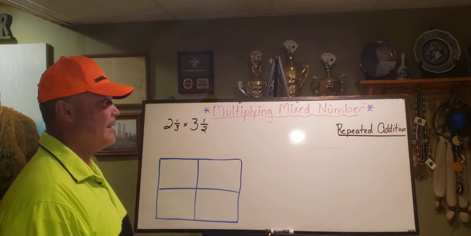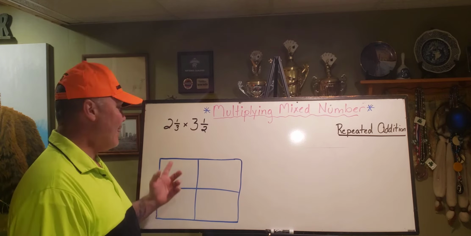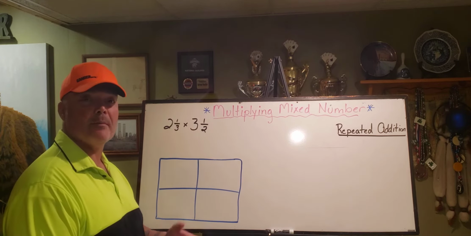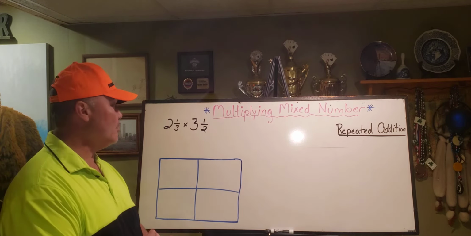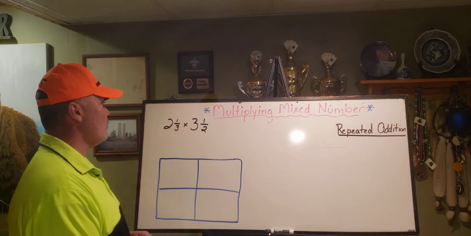So let's start using an area model. The first thing we have to do is decompose our fraction. Like in the past, when we multiplied larger numbers or multiplied decimals, we decomposed the number into each box. So I have 2 1/3.